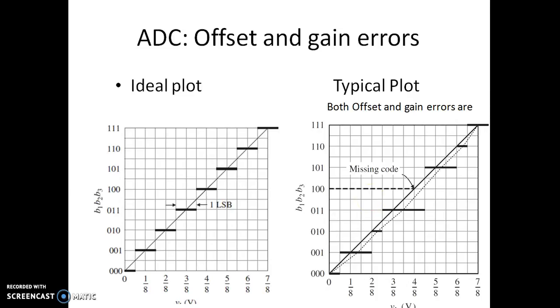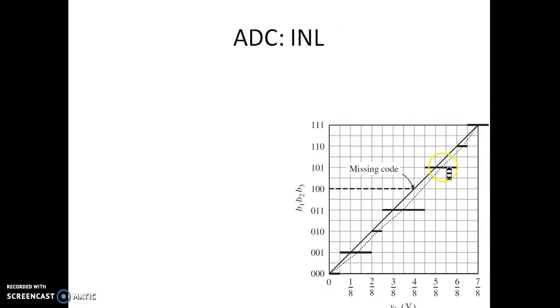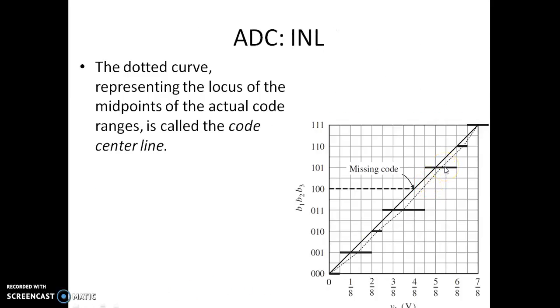Now you can see there is a solid line drawn. This solid line exactly passes through the center of that span. Here there is a dotted line which is drawn, exactly passing through the center of this typical span here. You can see it is passing through the middle of all of those horizontal lines. We shall see what INL and DNL are in the next video.